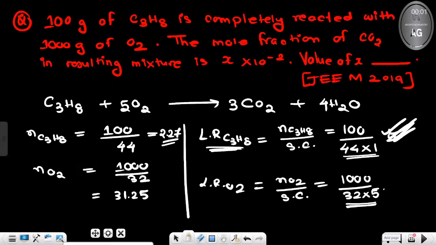So basically what we have done is a mixture of class 11, class 12. Simple. First we have written the reaction. Then we found out who is the limiting reagent. We found out that C3H8 value is lower, so it is the limiting reagent.